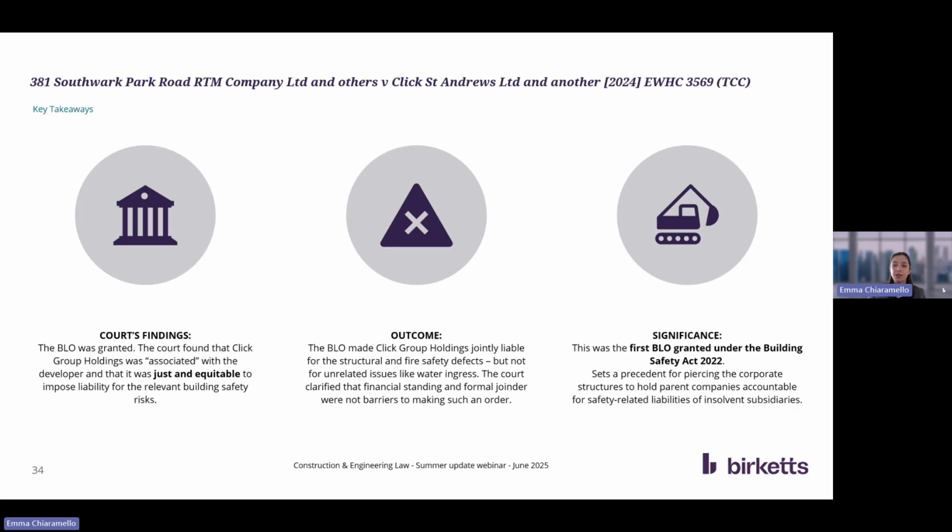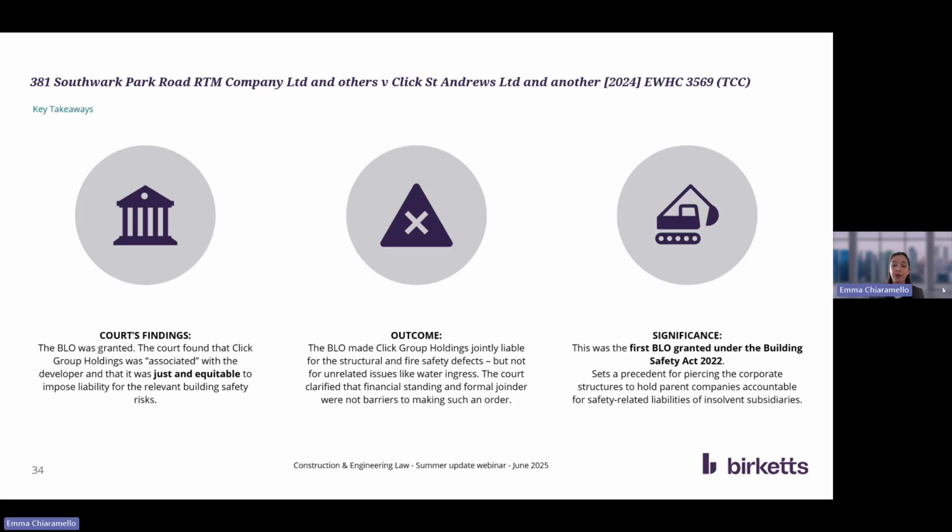So the court was considering whether it was just and equitable, and it found that it was, because essentially this case fell squarely within the intentions of the Building Safety Act, in that the special purpose vehicle was thinly capitalised, it was dependent on intergroup loans, but it did have the same directing mind. It was argued that the building liability order wasn't appropriate because the parent company didn't have significant assets either, but that was found to be irrelevant. So it was the special purpose vehicle's finances that were key.